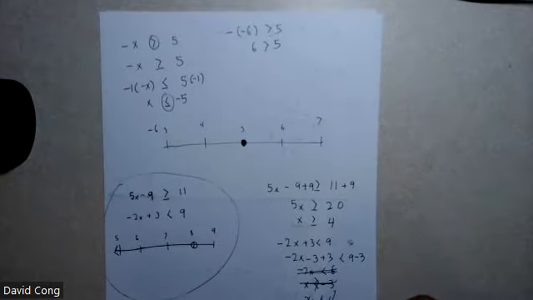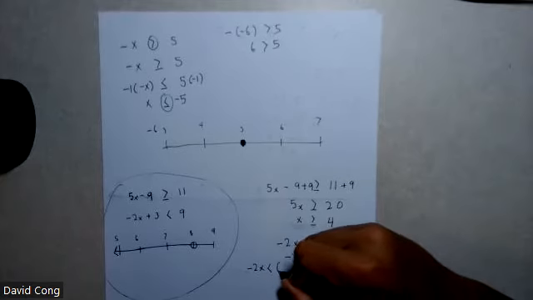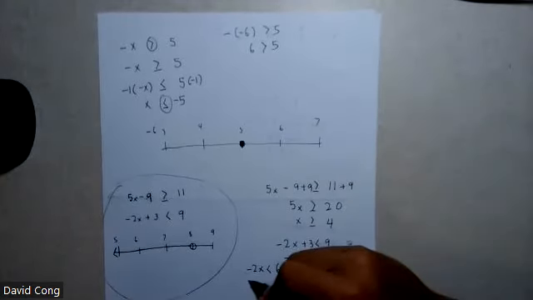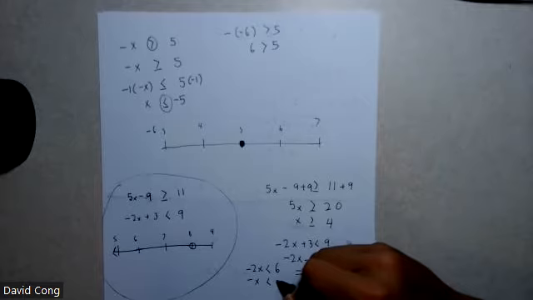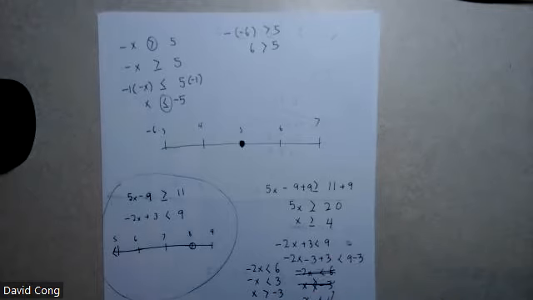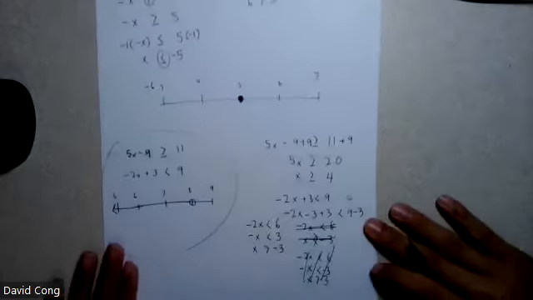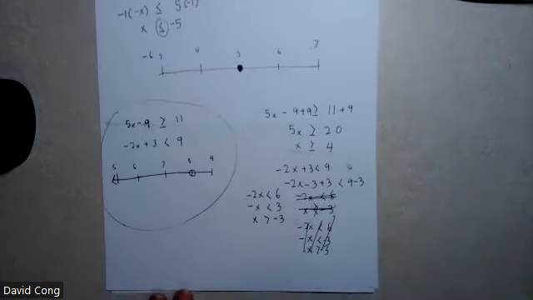So let me just do that one again. We're left with negative 2x. We can divide both sides by 2, then multiply both sides by negative 1. But then there's a sign flip. x is greater than negative 3. Is it cut off? There. And for the last one, we have an open dot, which means it's less than or greater than.